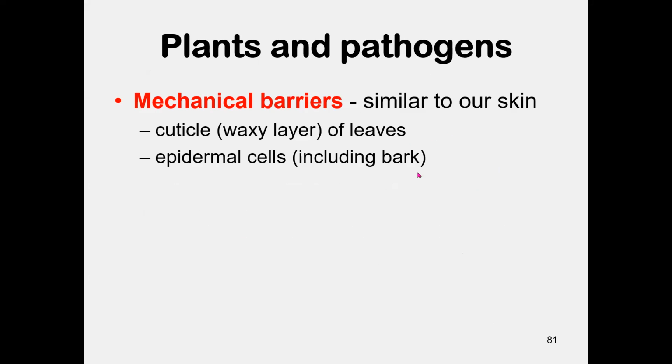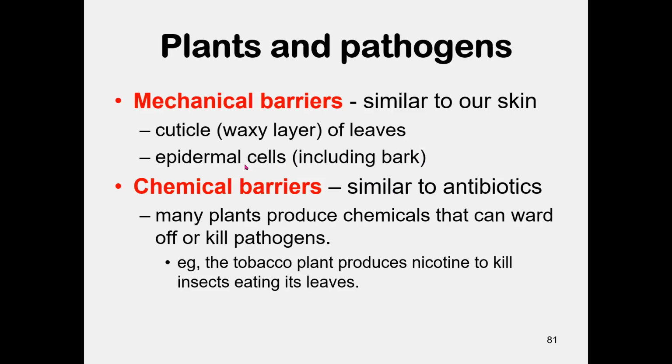You can get mechanical. Oh, I thought I mentioned plants. Plants have a cuticle to stop things getting in, the waxy layer. It's actually originally to stop the water evaporating out of it. But it's also like our skin. They have epidermal skin like us, like bark. They have chemical barriers, like tobacco plants make nicotine. It's not for humans to enjoy smoking. It's to kill insects that eat them.